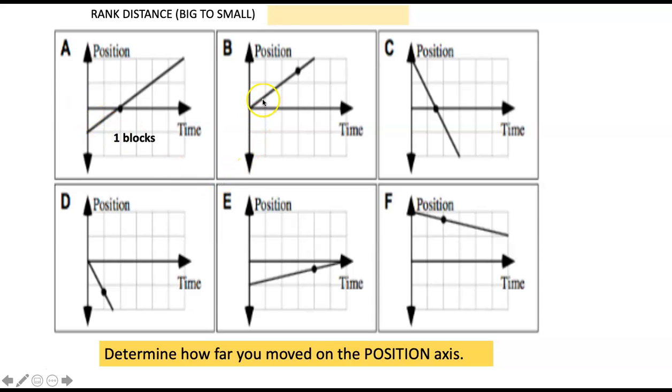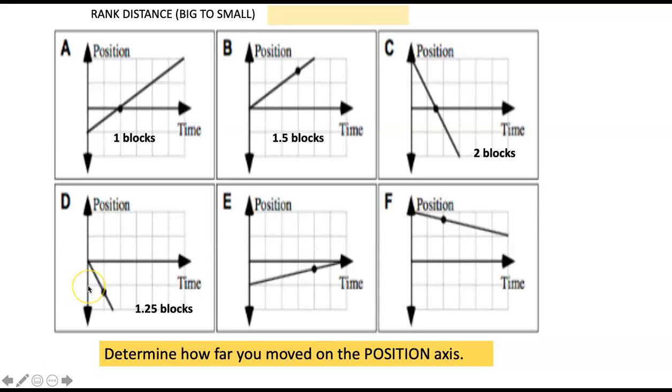So we go to the second one, and you start at a position of 0, and you travel up to a position of 1.5, where the dot is. So you've traveled up 1.5 blocks. We come to C, you start here, and you travel down 2 blocks. You come to D, you start here, and you travel down about 1.25 blocks.